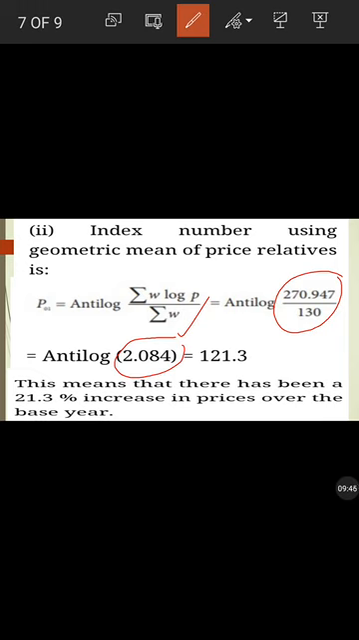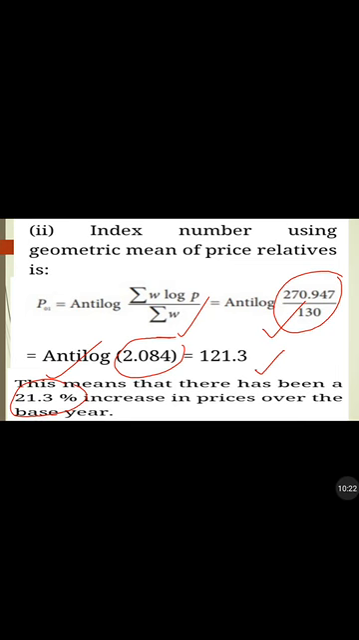After dividing the values here, the answer is 2.084. The antilog of 2.084 is 121.3. So the final conclusion is that the prices have increased from 100 to 121.3, that is a 21.3 percent increase. This is natural, as prices keep on increasing. Therefore between the 2 years there is an increase of 21 percent.